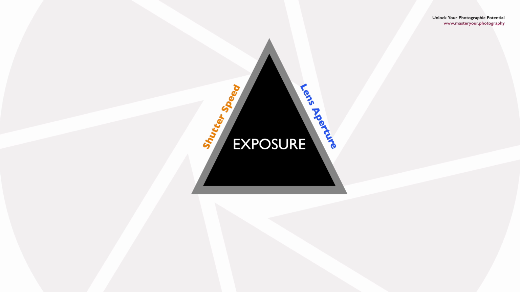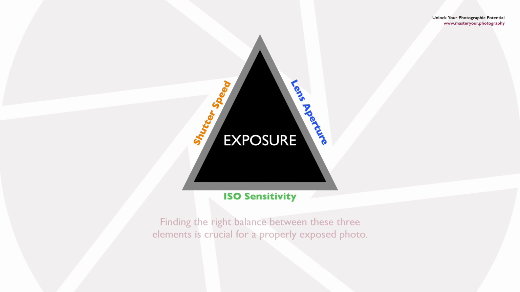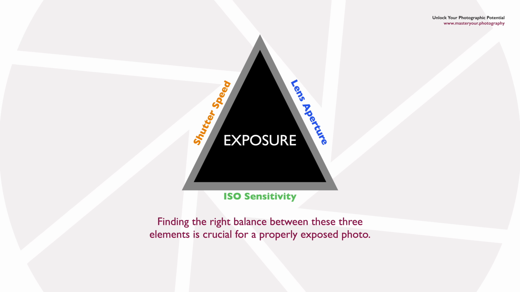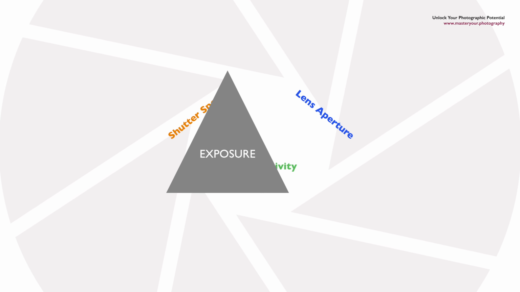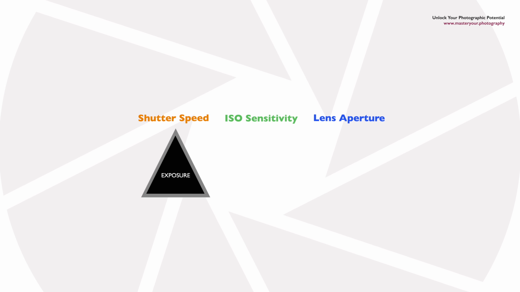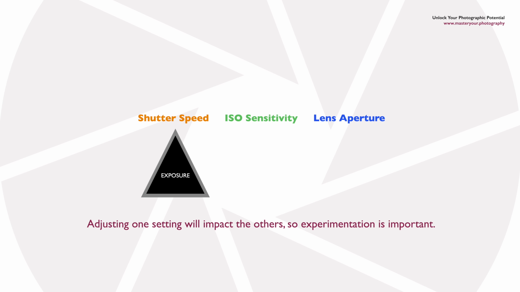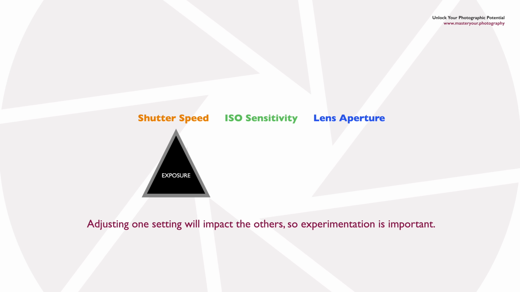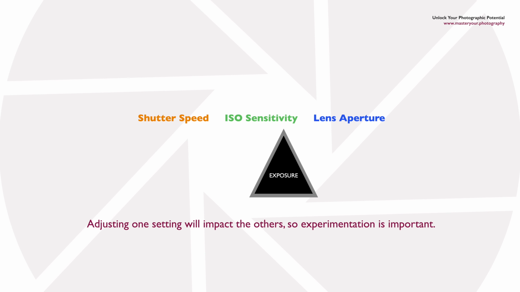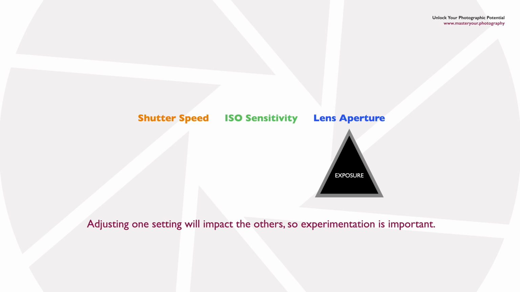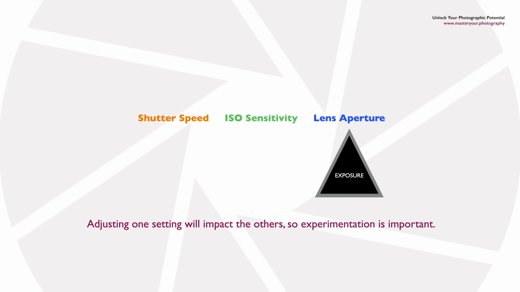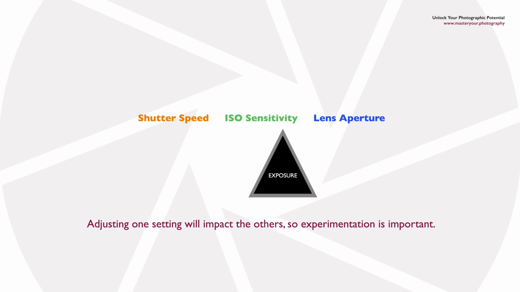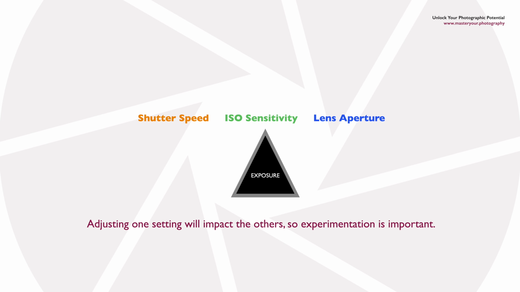So to achieve the correct exposure, what we need to do is find the correct balance between these three elements: the shutter speed, the lens aperture, and the ISO sensitivity. As we alter one of them, it has an effect on the others, so we can compensate. For instance, if we start with a particular shutter speed and we make that shorter, we can compensate for that by turning up the ISO sensitivity or opening up the lens aperture. So it's all about getting a balance between the three elements. It would be much easier if there were two elements, but unfortunately it's a triangle and we have three to deal with.